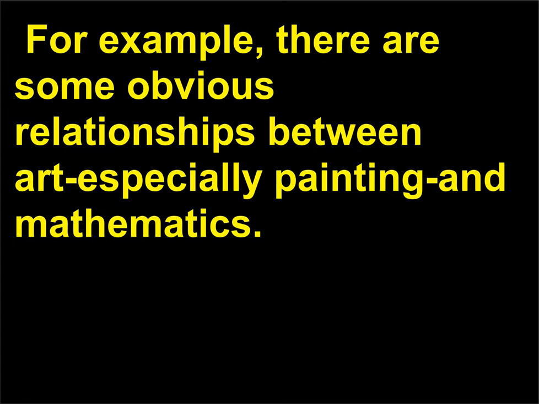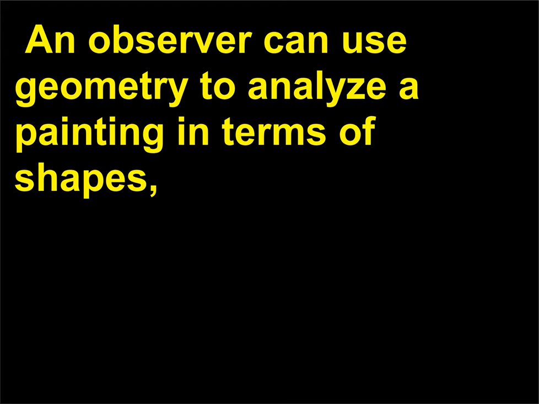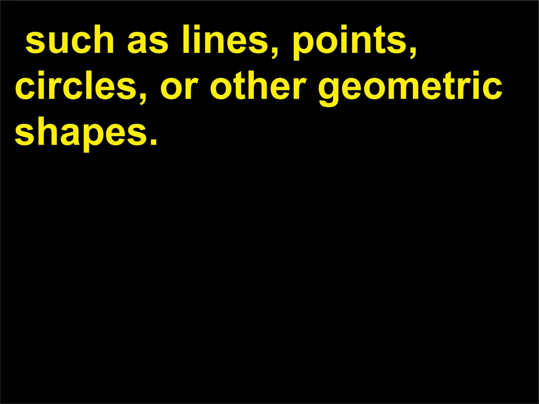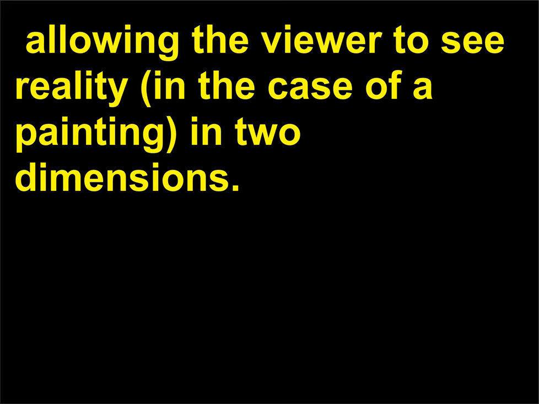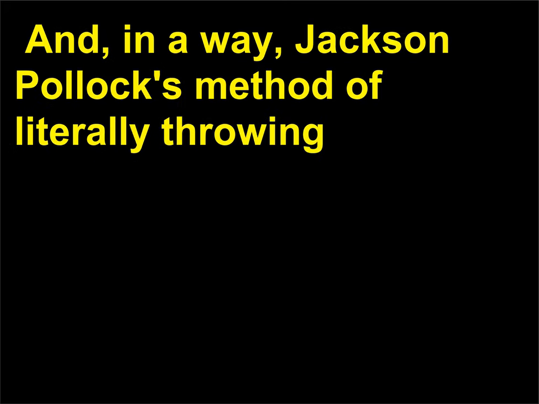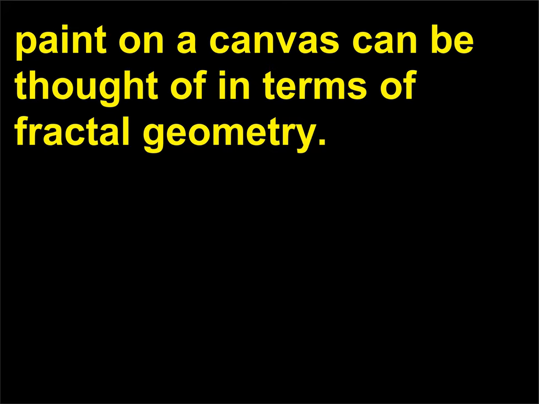For example, there are some obvious relationships between art, especially painting, and mathematics. An observer can use geometry to analyze a painting in terms of shapes, such as lines, points, circles, or other geometric shapes. Perspective can also be thought of as a mathematical quality of many realistic paintings, allowing the viewer to see reality, in the case of a painting, in two dimensions. And, in a way, Jackson Pollock's method of literally throwing paint on a canvas can be thought of in terms of fractal geometry.